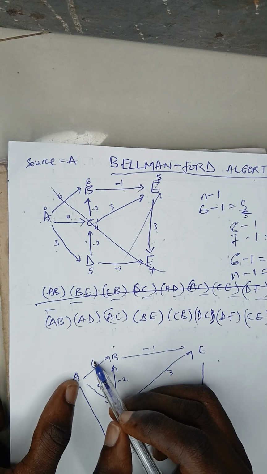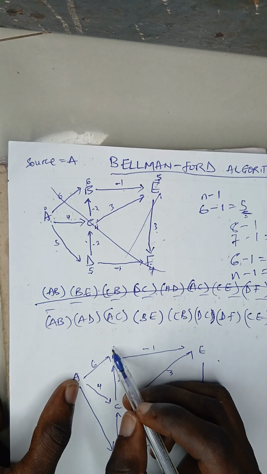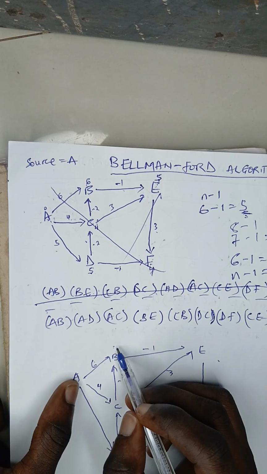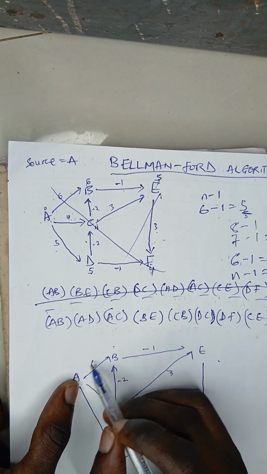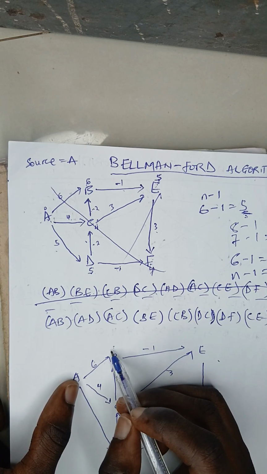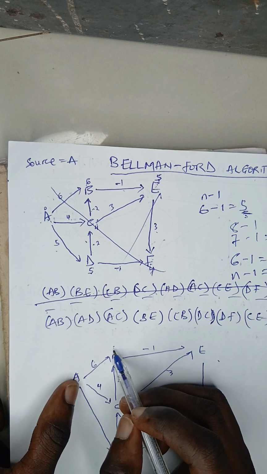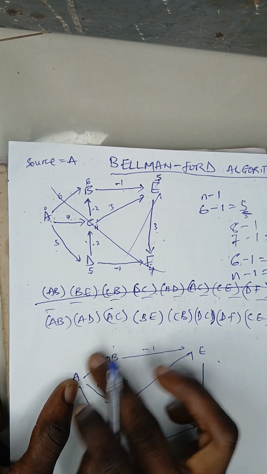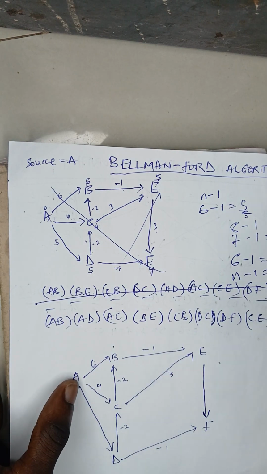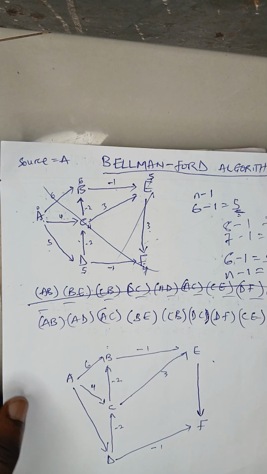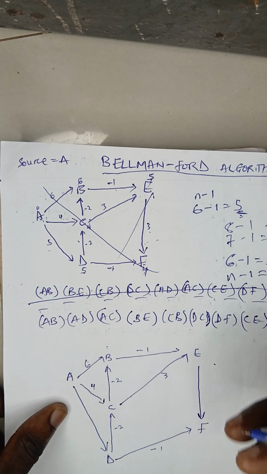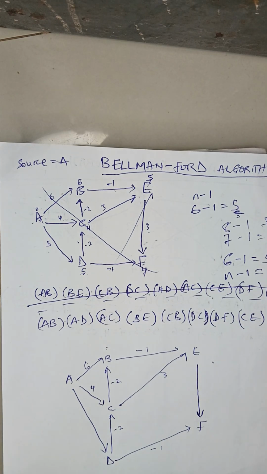Assuming 0 plus 6 will give you 6. But if there was already a value here like 9 or 10, that means remove that one and write 6. But if the value here was 3, that means maintain the 3, don't update the table. That is what Bellman-Ford is saying. So by so doing, you will go over and over again until the numbers don't update again.